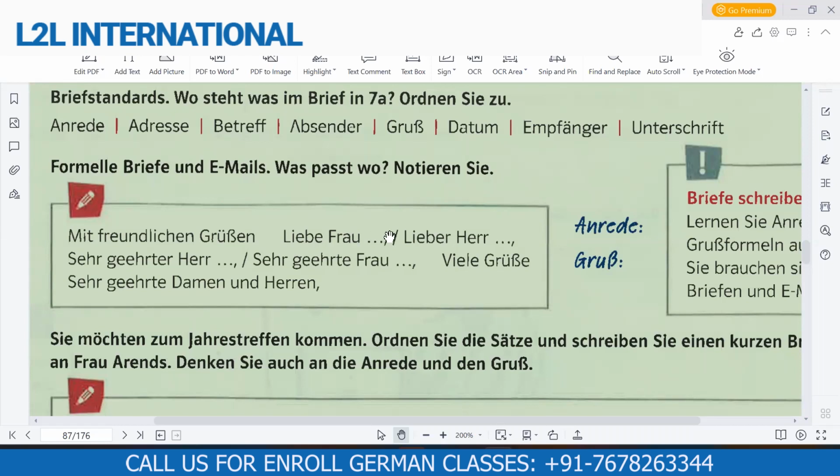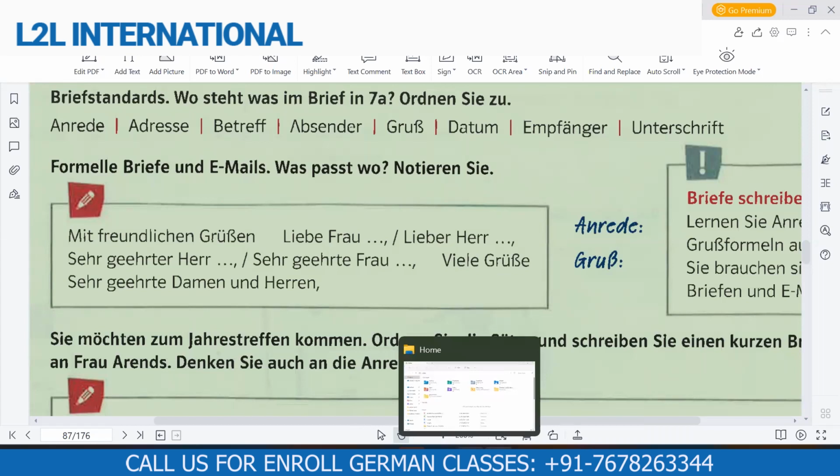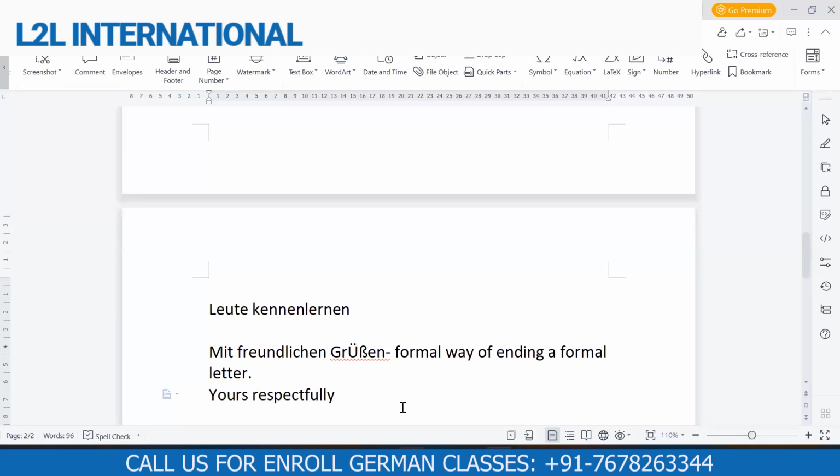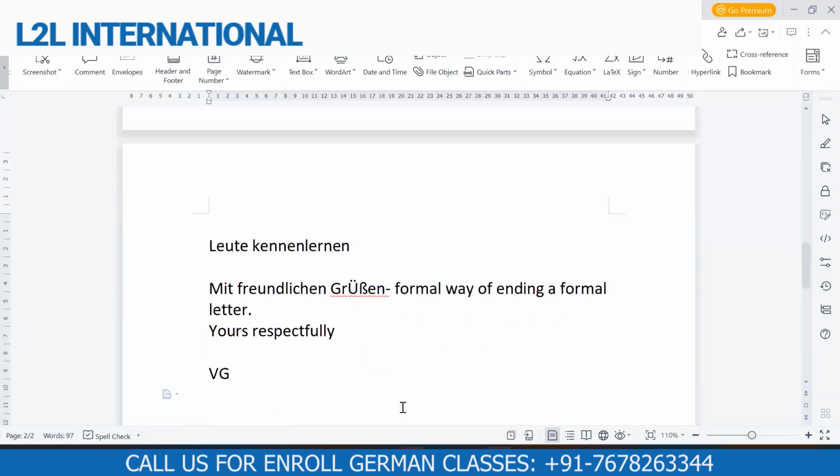Viele Grüße is the informal way of ending a letter. VG, this is used quite often as a German short form, and normally people write it like VG. VG means viele Grüße, which means lots of love. This is the informal version. You got your answer, Sana? This is the informal version of ending a letter. Okay. That is viele Grüße, and mit freundlichen Grüßen is the formal way of ending a letter.